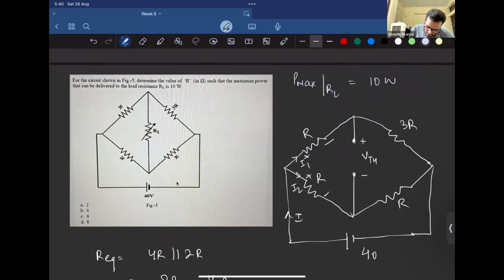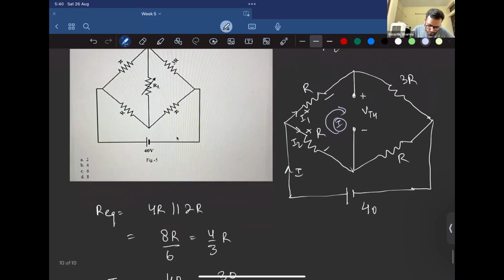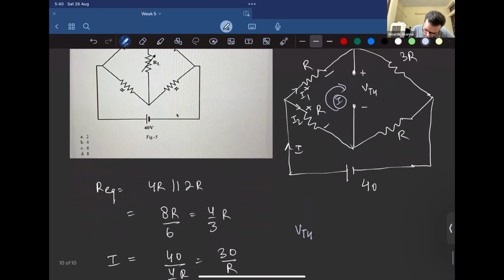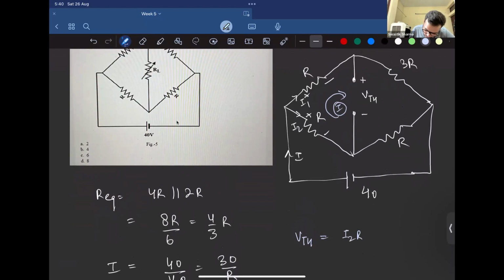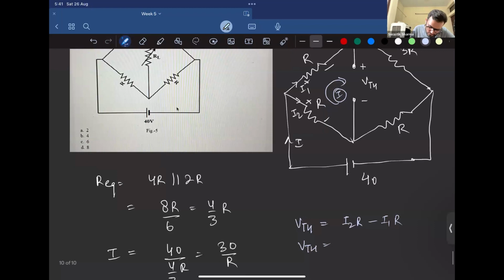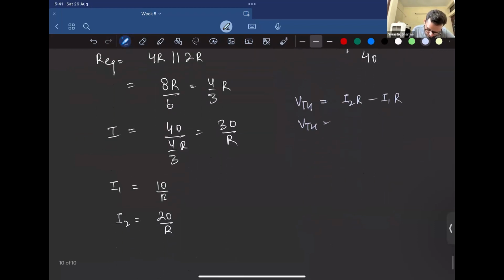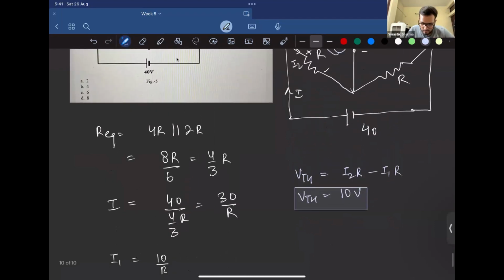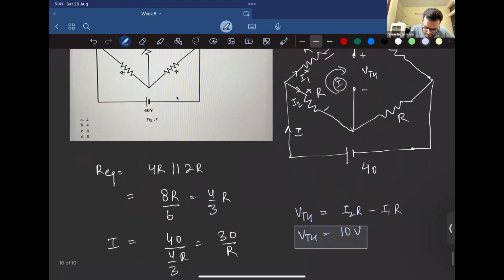So now to find VTH, what will we do? We'll use KVL and apply it in loop 1. While applying KVL, VTH would be I2R minus I1R, right? So can you tell me what is the value of VTH? 10 volts. Did you get VTH 10 volts?